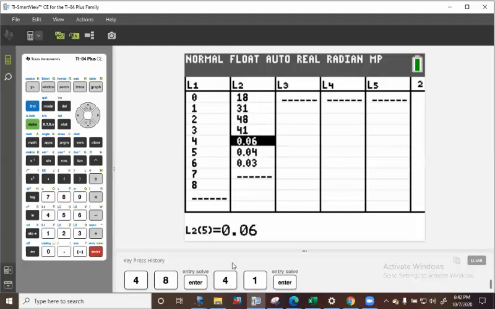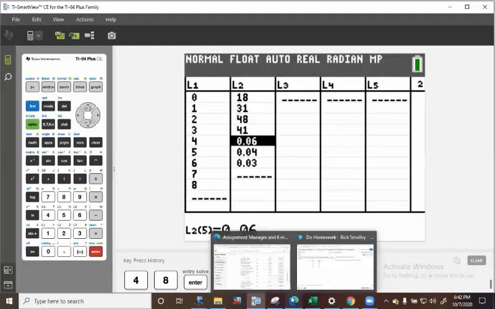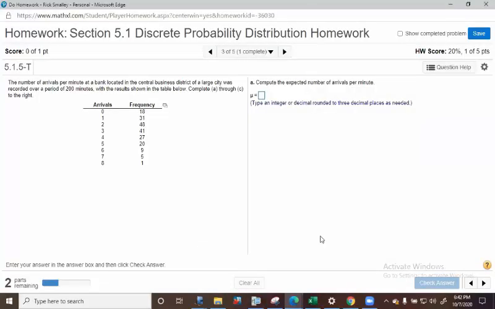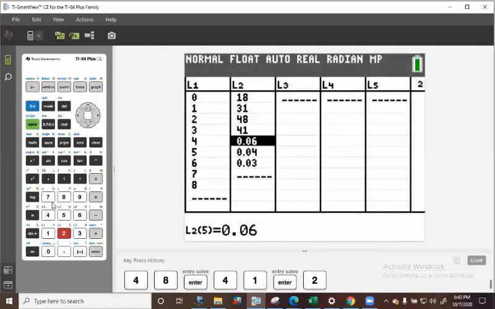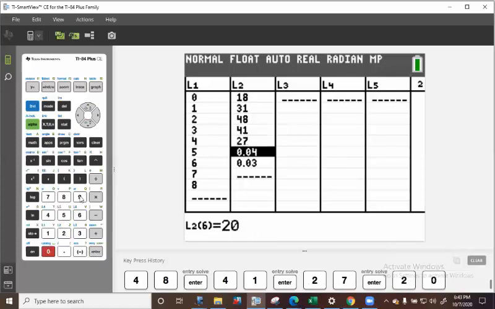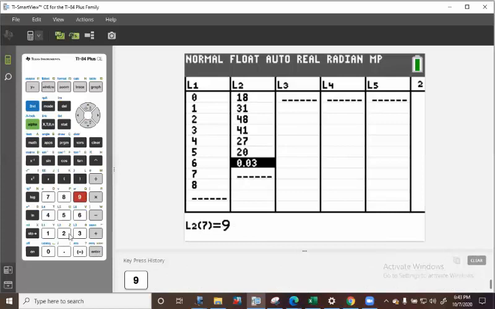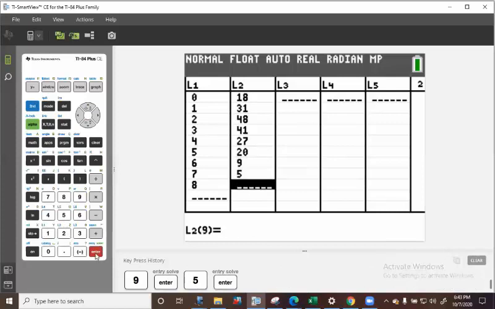Obviously, you'll be able to do this a lot faster because you'll be looking at your calculator at the same time you're looking at the numbers, unlike what I'm doing here. I guess I could kind of shrink the screen to figure out. Can I get these? Maybe, yeah, 20, 27, 20, 9, 5, 1. Okay. Let's see if this works.